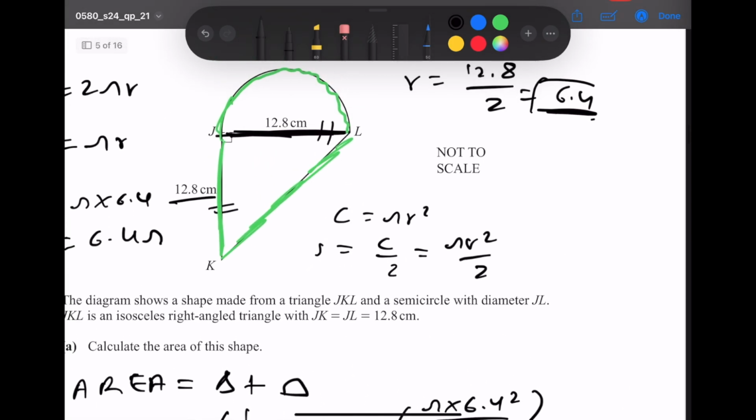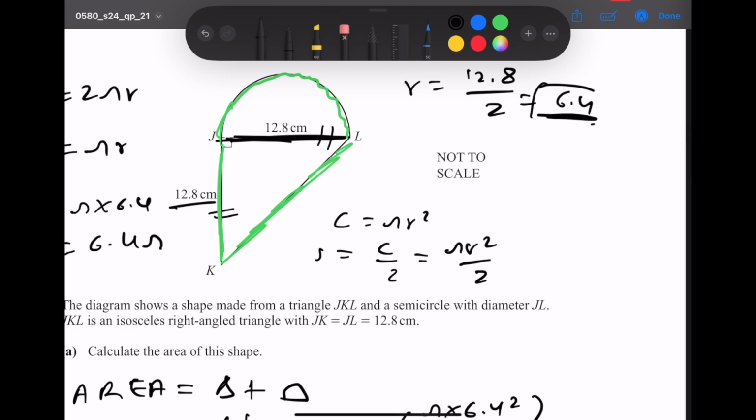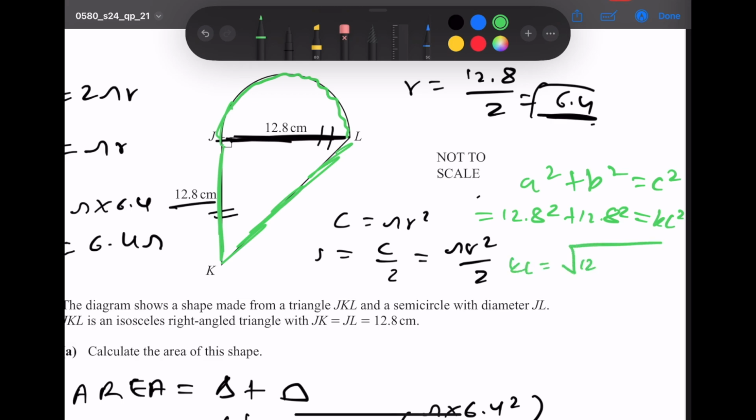Now for KL, since the triangle JKL is a Pythagorean triangle with a right angle, this means that it follows a squared plus b squared is equal to c squared. And since the hypotenuse is LK, since it is opposite to the right angle, this means that 12.8 squared plus 12.8 squared is equal to KL squared. So KL is equal to the root of 12.8 squared plus 12.8 squared, which is equal to 12.8 times root 2. So we just put that in there.